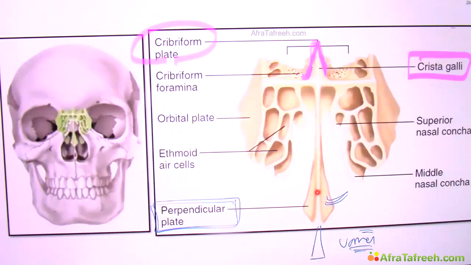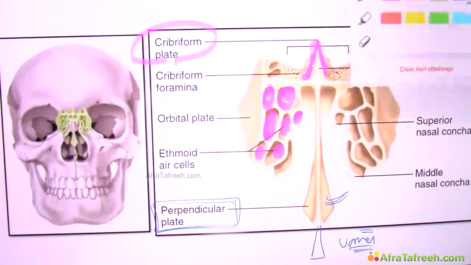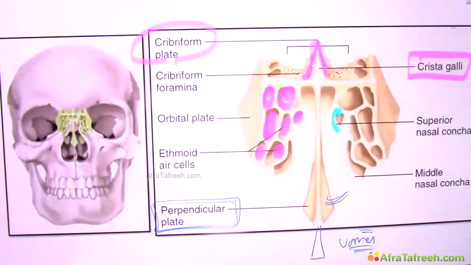And what are these open spaces? Those open spaces are basically the ethmoid air sinuses, so it's a pneumatic bone. I think it is also giving some conchae. There is a superior turbinate or superior concha, and a middle turbinate or middle concha. Where are they? In the lateral wall of the nose.